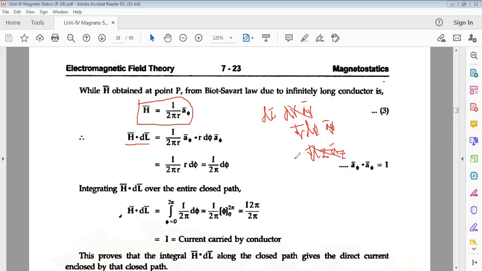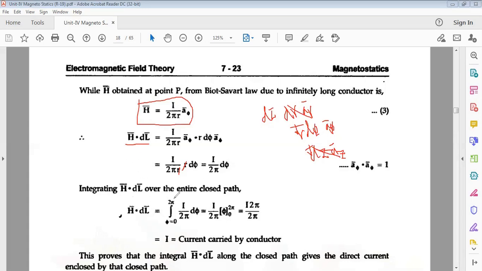We are not taking the dr and dz. So a phi bar dot a phi bar is 1. I by 2 pi R into R d phi. R gets cancelled. I by 2 pi into d phi. Okay, what is the phi value?